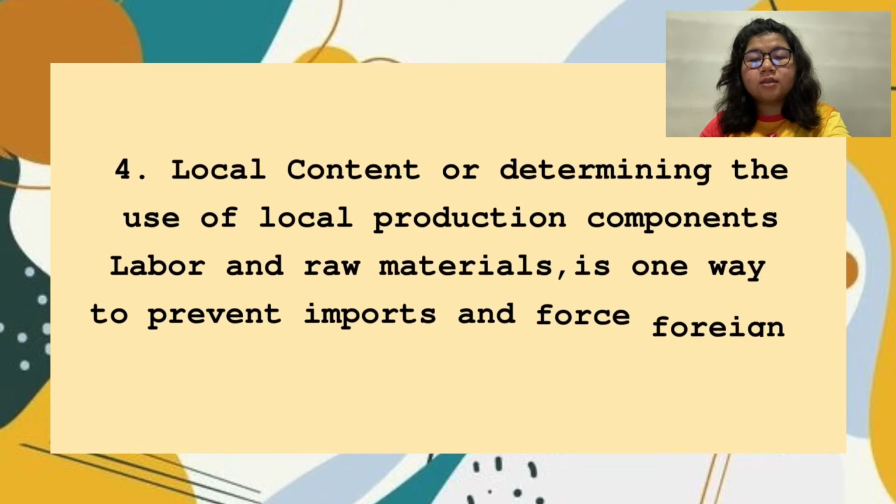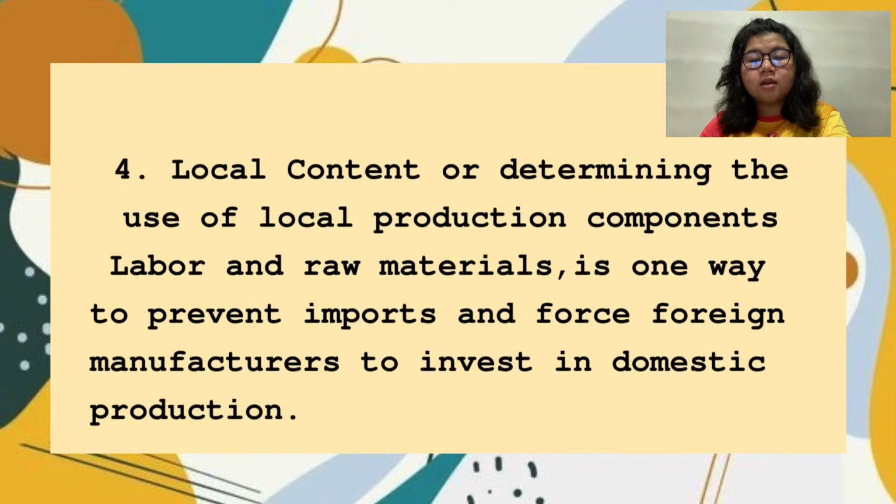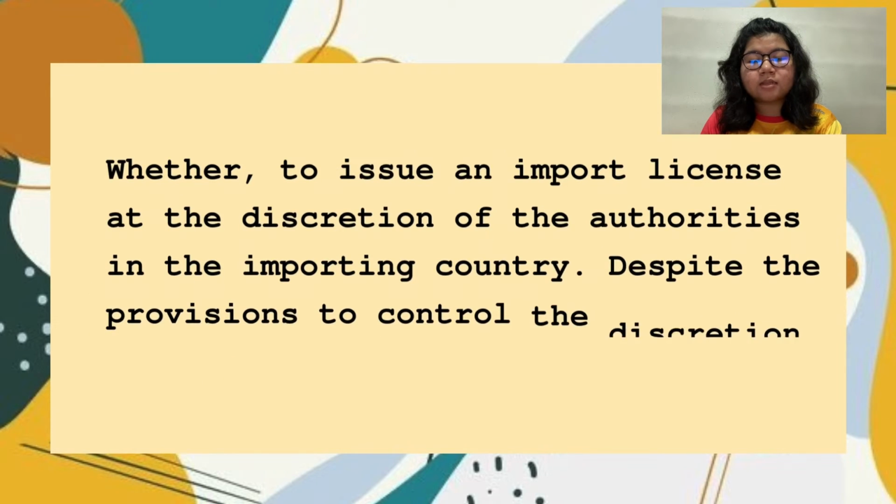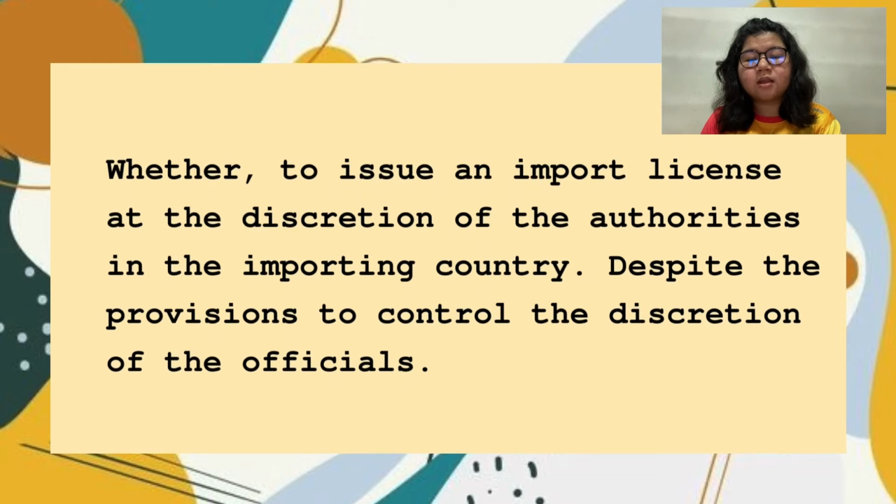Local content, or determining the use of local production components, including both labor and raw material, is one of the ways to prevent import and to force foreign manufacturers to invest in production in the countries. Countries also use import licensing in the case of giving an import. The importer must notify the relevant authority, and whether to issue an import license or not is at the discretion of the authority in the importing country.